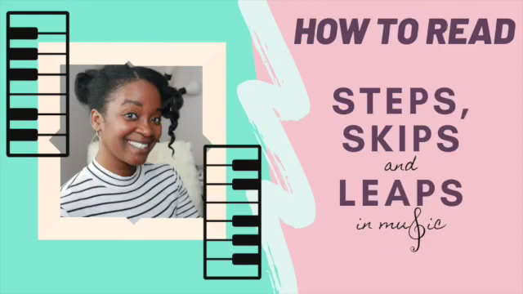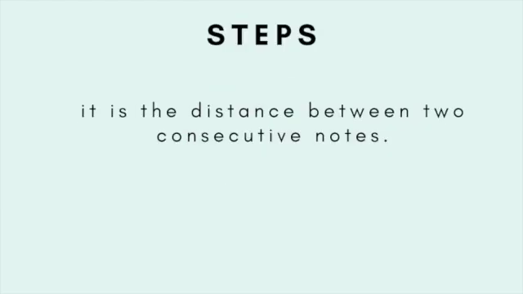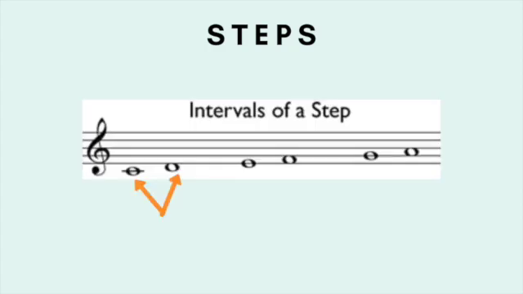Today we're going to be learning about steps, skips, and leaps in music. A step is a distance between two consecutive notes. And as you can see here, there's a step between these two notes, C and D. Now a step has no lines or spaces between them.